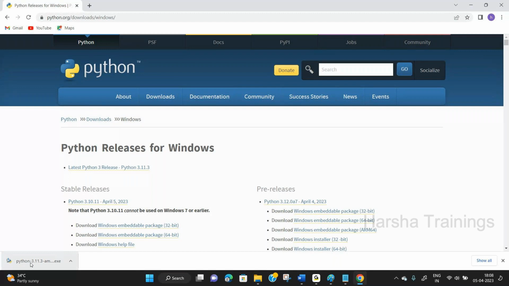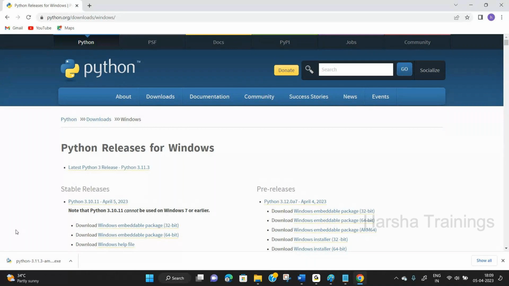Even if I install, some programs are already written in this, so I would lose all the programs if I try to install one more time. That is the reason I am not installing. Anyway, at the time of installation, if you have any doubt, I will explain. Now, Python is installed successfully.